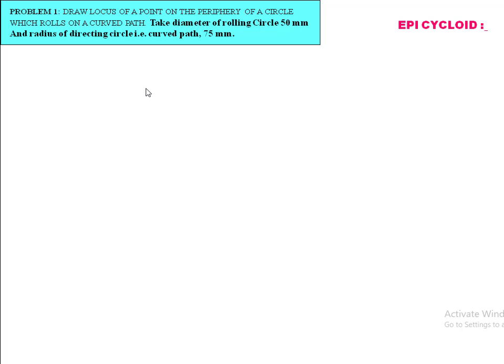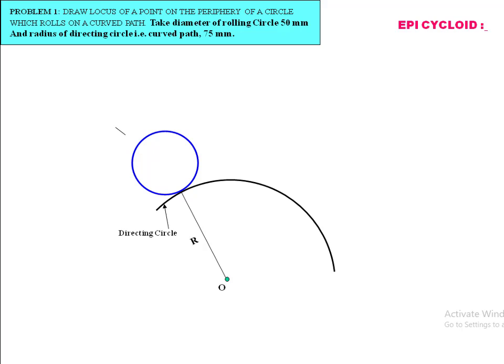And for the same, the data given to us is: the diameter of the rolling circle is 50 mm and the radius of the directing circle is 75 mm. So let us start with the directing circle. The radius of the directing circle that is given to us is 75 mm and the diameter of the rolling circle is 50 mm. Now let us divide the circle into 8 equal parts.